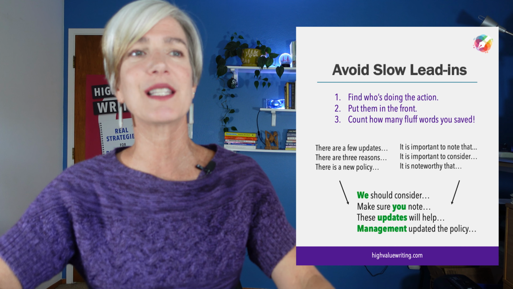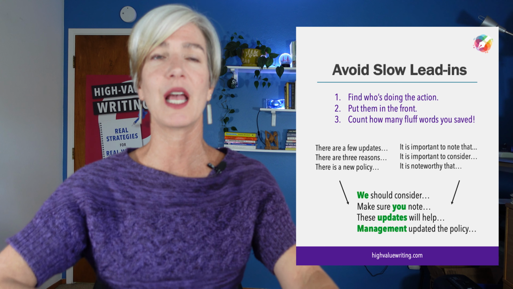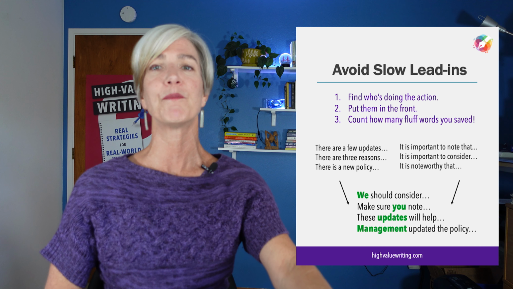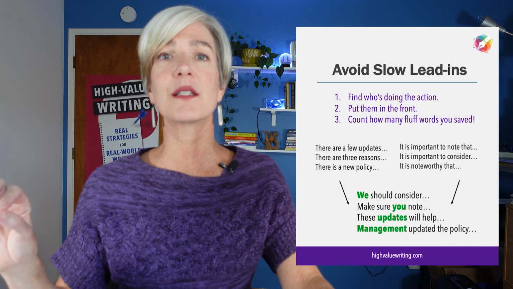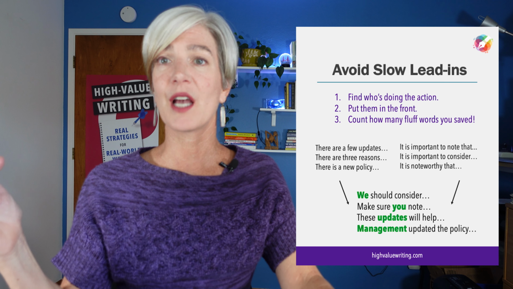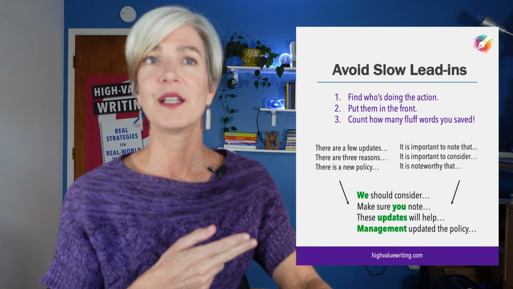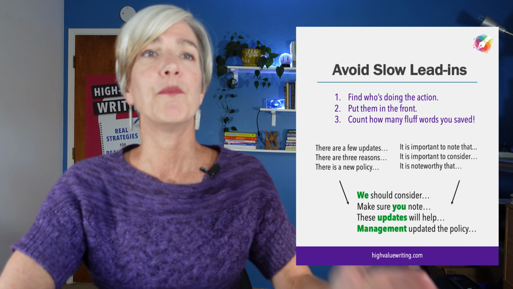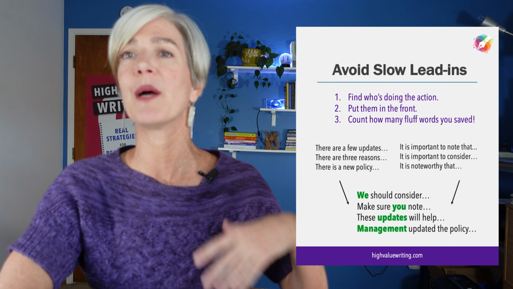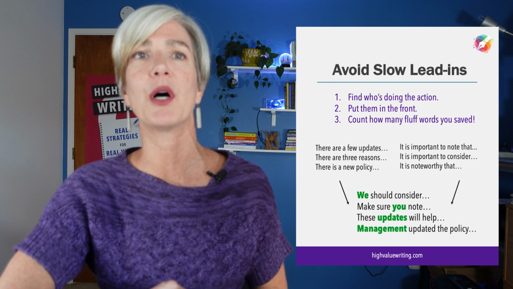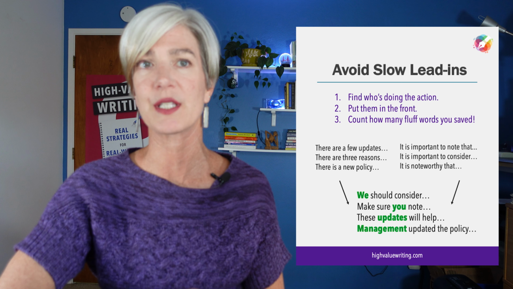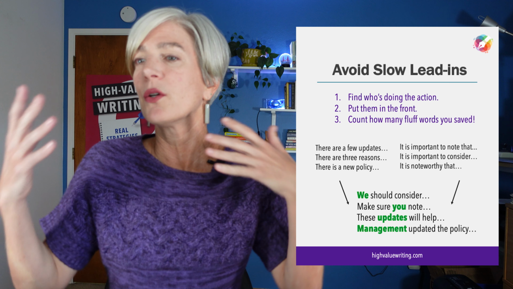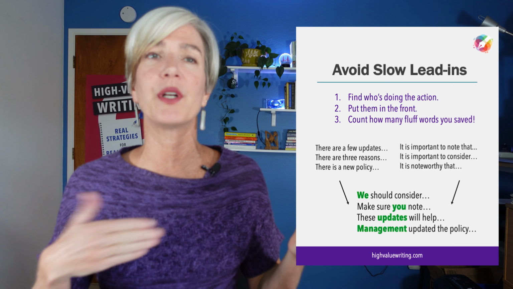So what can we do instead to avoid slow lead-ins and lead with content and meaning? All right, look at a sentence, figure out who's doing stuff, put them in the front, and then count how many fluff words you saved. So maybe we were talking about there are a few updates, or there are reasons, there is a policy, or it is important to do this thing. Who's going to do it? Who's going to get the updates, etc.? Put them in the front.